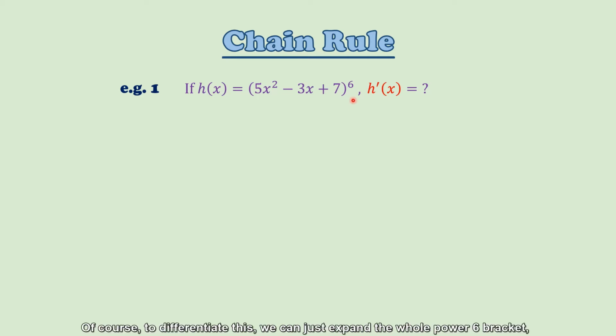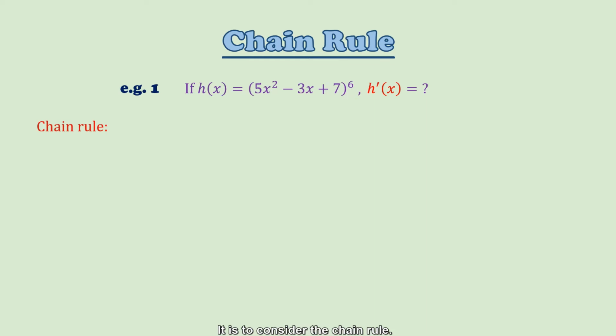Of course, to differentiate this, we can just expand the whole power 6 bracket. But as we can see, doing this expansion will be very time consuming. And there is actually a simpler way to do this differentiation. It is to consider the chain rule.